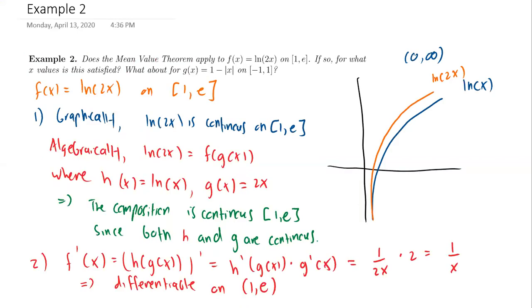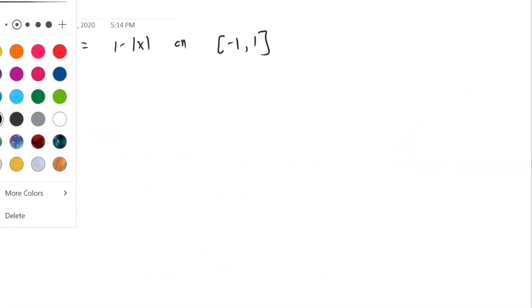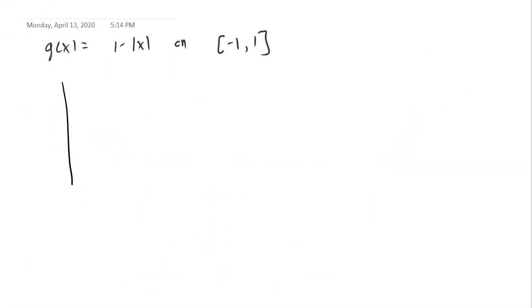Now, there was another part where we needed to work with the function g of x equals 1 minus absolute value of x on the interval negative 1, 1. Okay. So now let's work with g of x equals 1 minus absolute value of x on negative 1, 1. Does the mean value theorem apply on this interval? Now, for this, the easiest thing to do is just see how it looks graphically. So how does this function look graphically? Well, it's the absolute value function flipped about the x-axis and shifted up 1 unit.